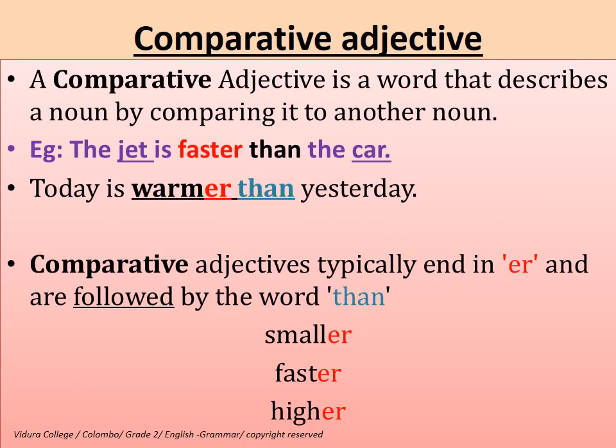Now, let's learn about comparative adjectives. A comparative adjective is a word that describes a noun by comparing it to another noun. For example, the jet is faster than the car. We are comparing a jet and a car.